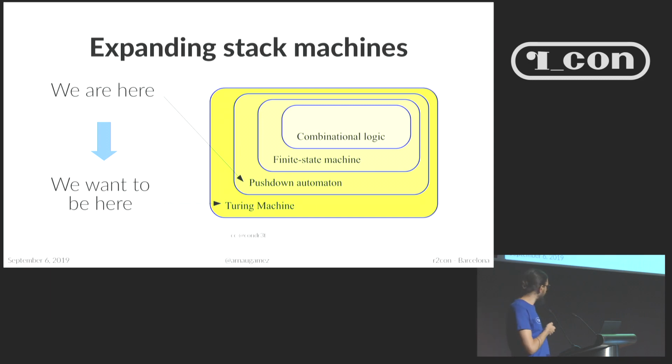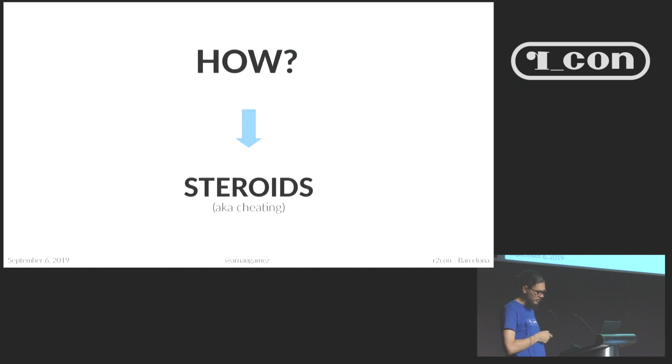I'm not really a computer theorist, but just for the more experienced people with that, we are just here in machine theory. So we have a pushdown automaton right now, and we want to approach a Turing machine. I took this idea from Conrad, who gave a really good talk past year. So we want to push the pushdown automaton to reach as much as we can a Turing machine. And the way to do this is with asteroids, which is basically cheating.